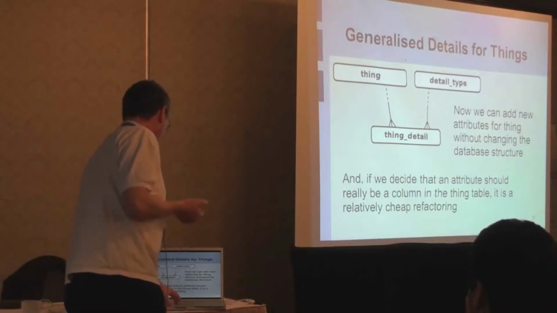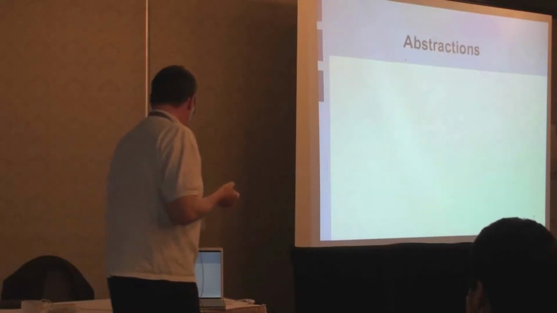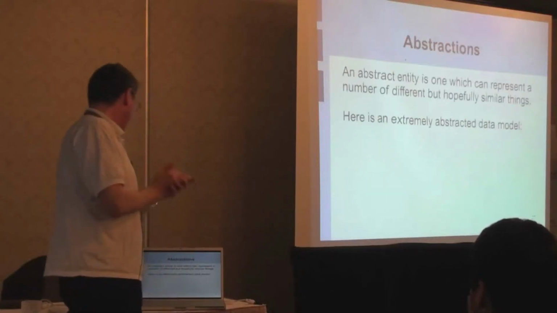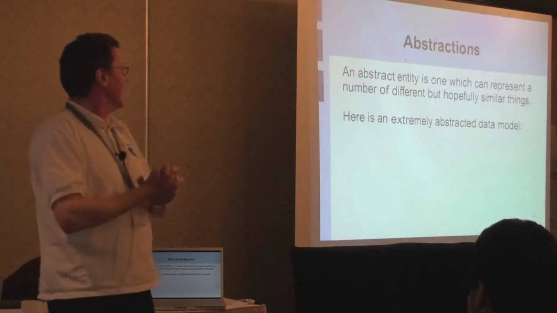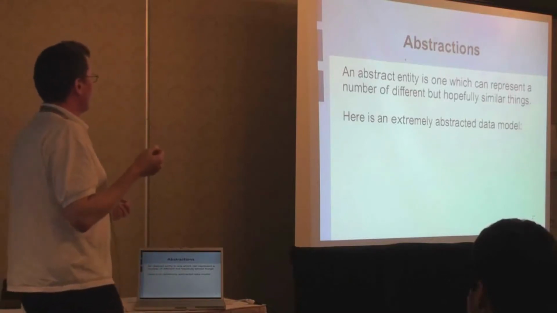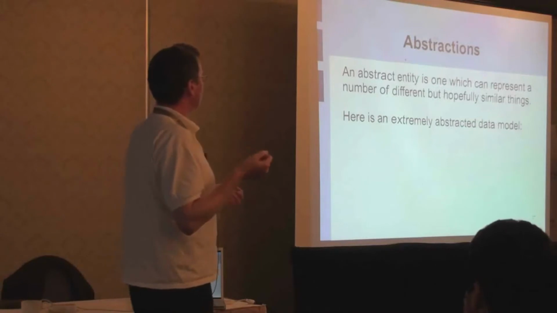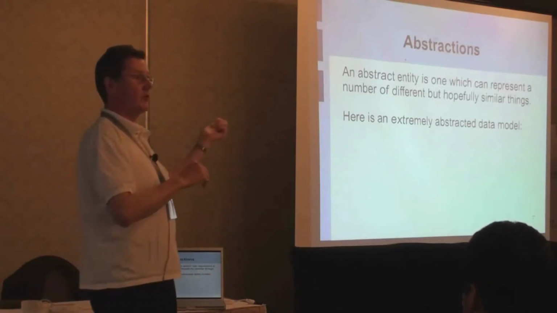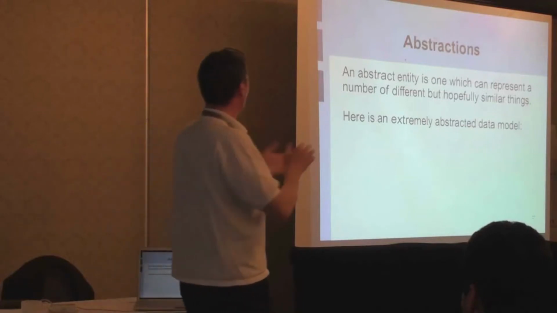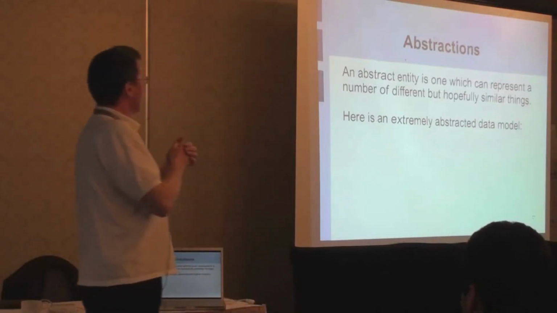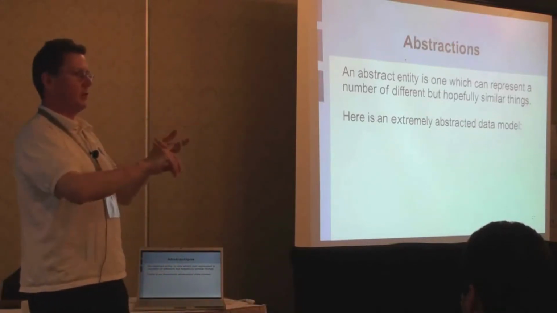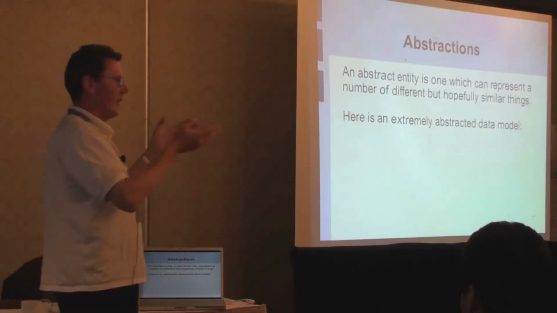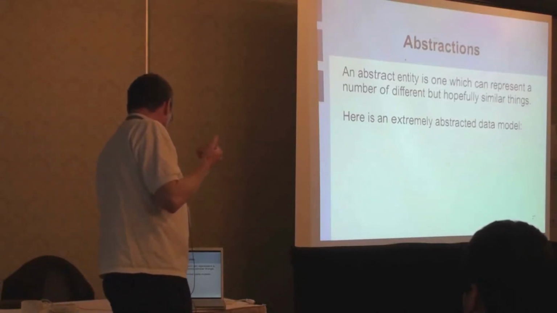Sort of generalizations I was talking about. Have a quick look at some abstractions. Well, what am I really talking about? An abstract entity is one which can represent a number of different, but hopefully similar things. We saw that party attribute, that abstract type earlier, and that had software agents, persons and organizations, abstractions. So the party is an abstraction.